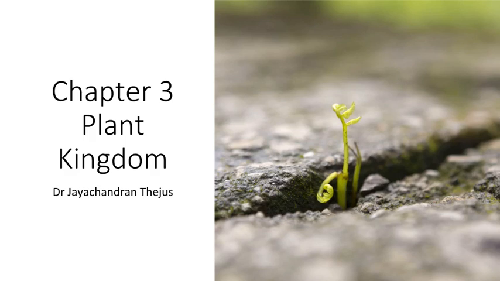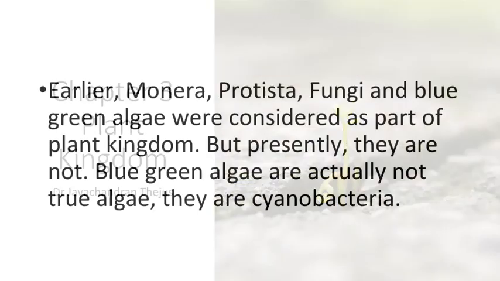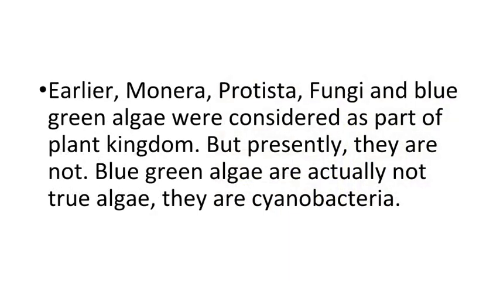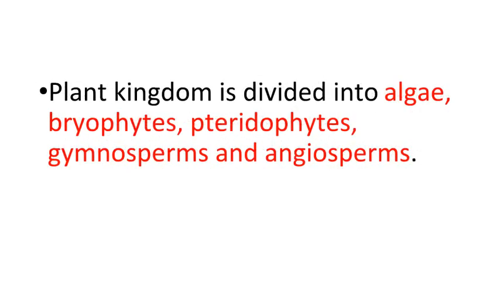Chapter 3, Plant Kingdom, by Dr. Jayachandran Tejas. Earlier, Monera, Protista, fungi and blue-green algae were considered as part of plant kingdom. But presently, they are not. Blue-green algae are actually not true algae, they are cyanobacteria. Plant kingdom is divided into algae, bryophytes, pteridophytes, gymnosperms and angiosperms.